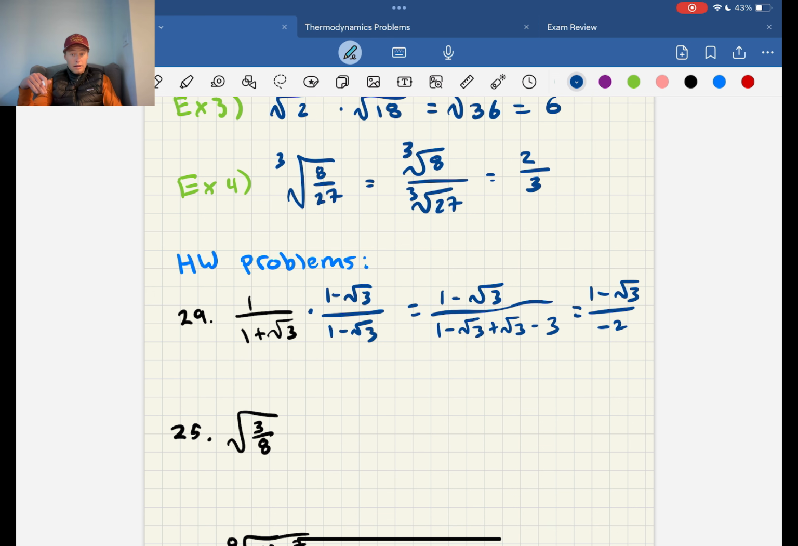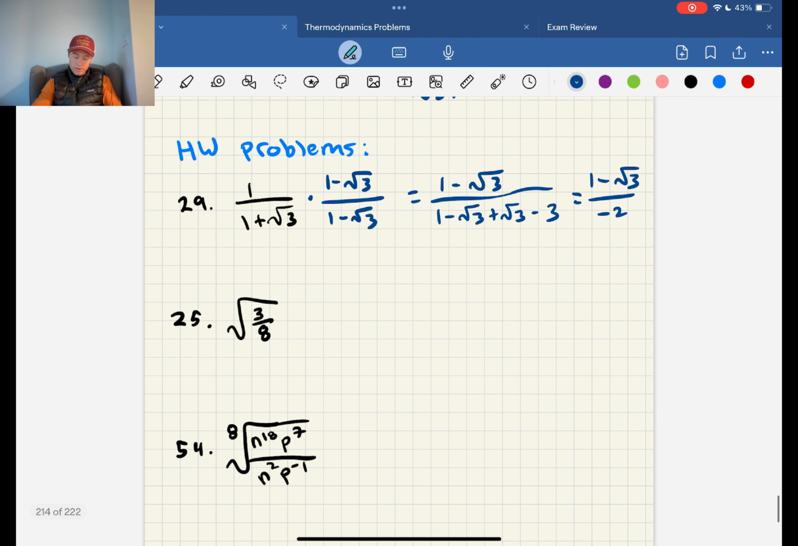Now you don't have that radical in the denominator, which is technically improper, right? So you can do what's called rationalizing it by using a conjugate in this case to fix that problem. All right, number 25, the square root of 3 over 8.